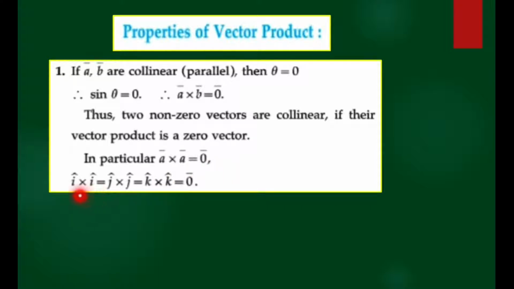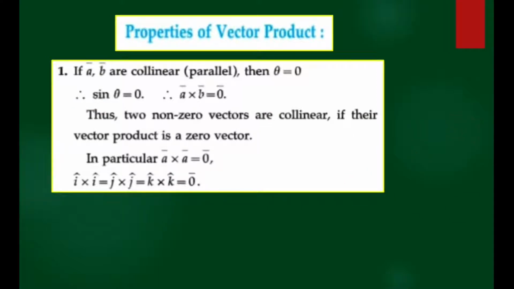So I cap cross I cap equals j cap cross j cap equals k cap cross k cap equals the zero vector. In scalar product, we know that I dot I is 1, j dot j is 1, k dot k is 1. Here the cross product of like vectors is the zero vector. We write here A bar cross A bar equals the zero vector. So for unit vectors also, I cap cross I cap, j cap cross j cap, k cap cross k cap equals the zero vector.